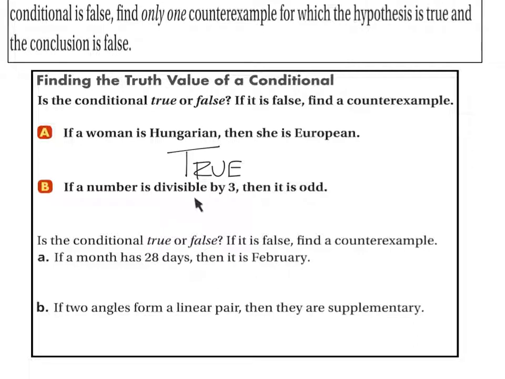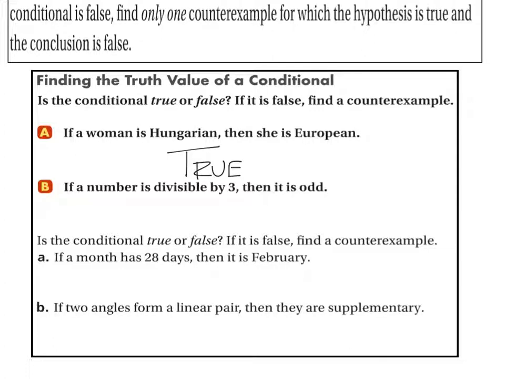All right, so next one, kind of more of a math question here. If a number is divisible by 3, then it is odd. Okay, first of all, let's figure out what divisible by 3 means. Divisible by 3 means that 3 will go into it evenly. So if a number will have 3 go into it evenly, then it is odd. Is that true or false? Well, 3 goes into 3 evenly. Does 3 go into 4?